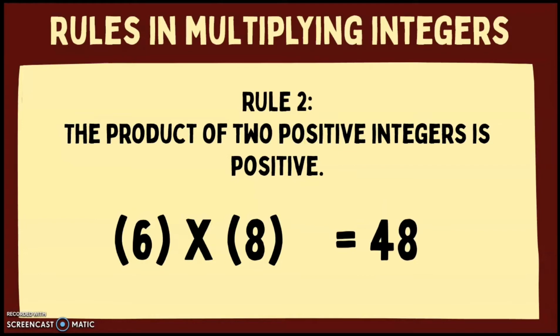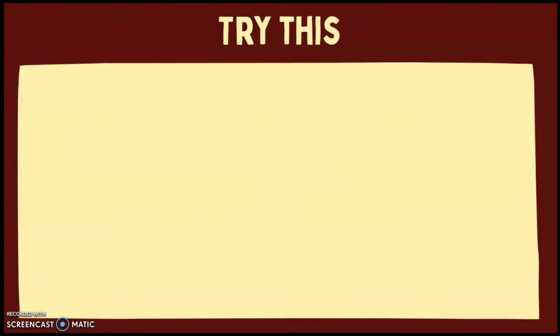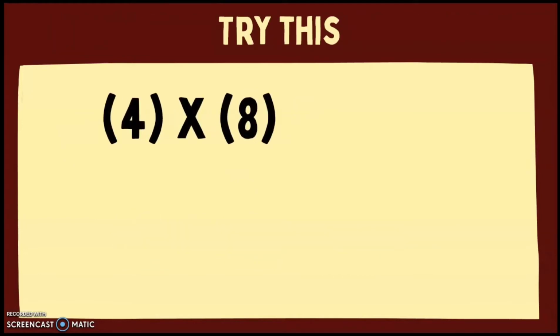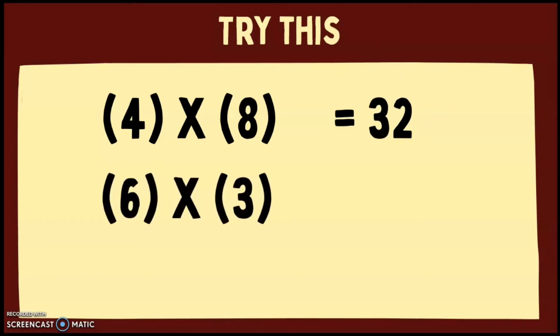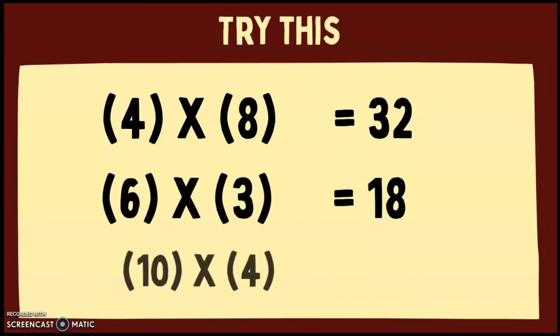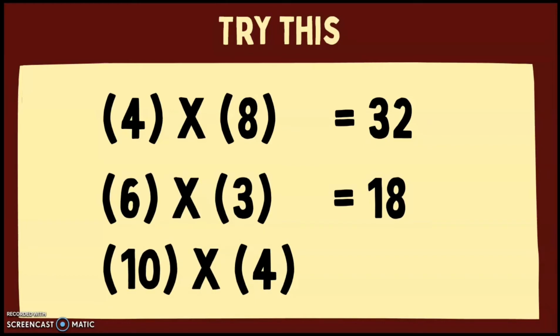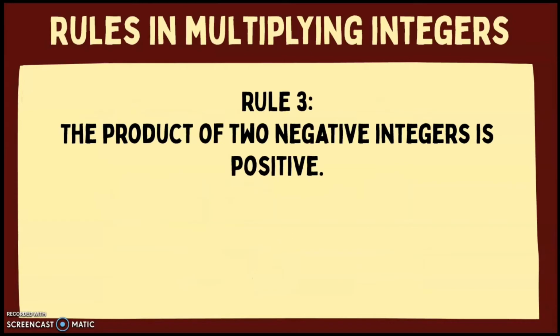Positive 48. Let's try more examples. 4 times 8 is 32. So positive numbers will result to a positive number. 6 times 3 is 18. And lastly, 10 times 4 is 40. So that's for the second rule.